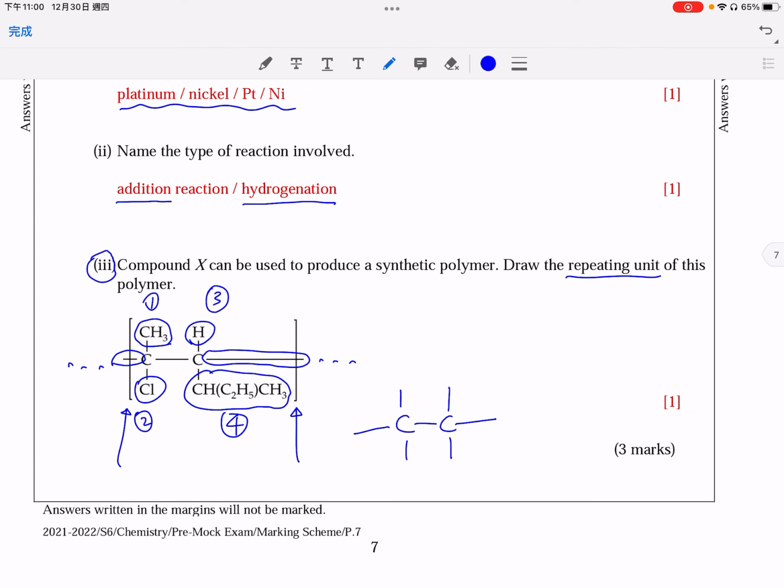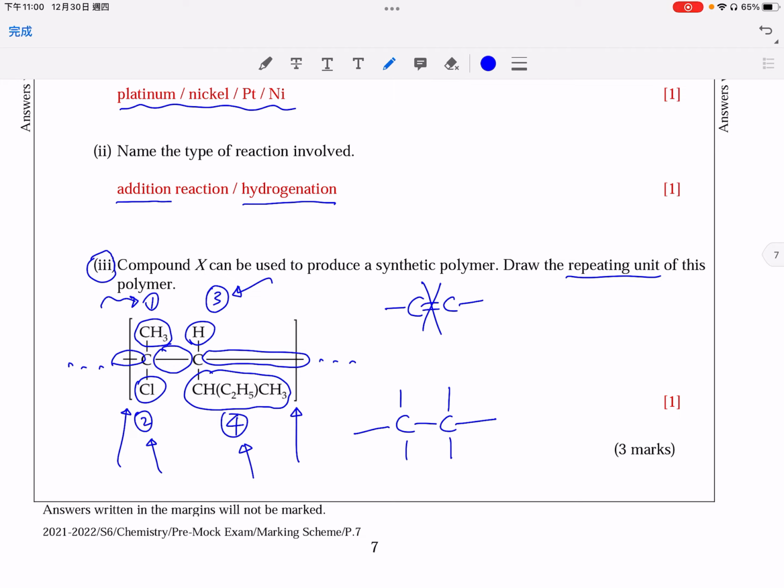When I marked the paper, I found some of you could not draw the 4 groups 1, 2, 3, and 4 like this. Then you make mistakes. Another kind of mistake is that some of you wrongly put the CC double bond in the structure of the repeating unit. Of course, CC double bond is incorrect.